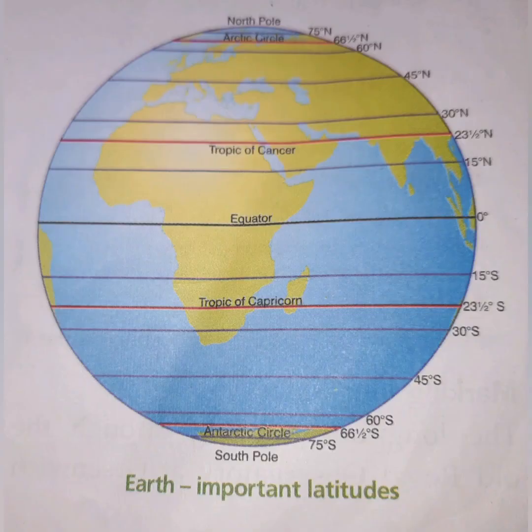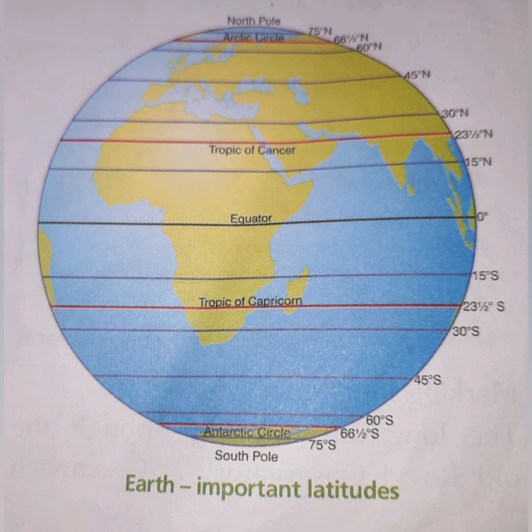Now you can see a picture on the screen. Here you can see the latitudes. The important latitudes are also shown here. The first one is the equator, in black color, situated in the middle of the globe. You can see it is at 0 degree.